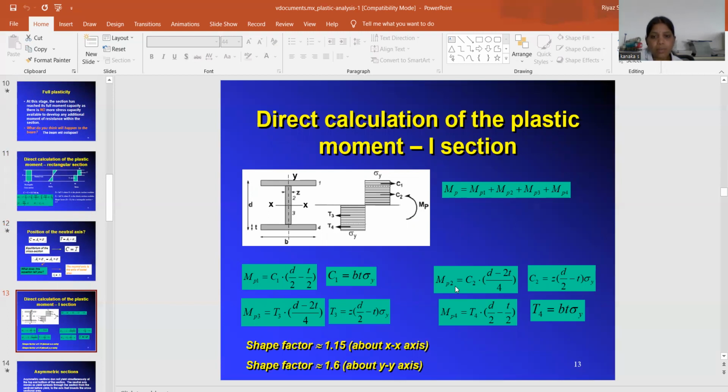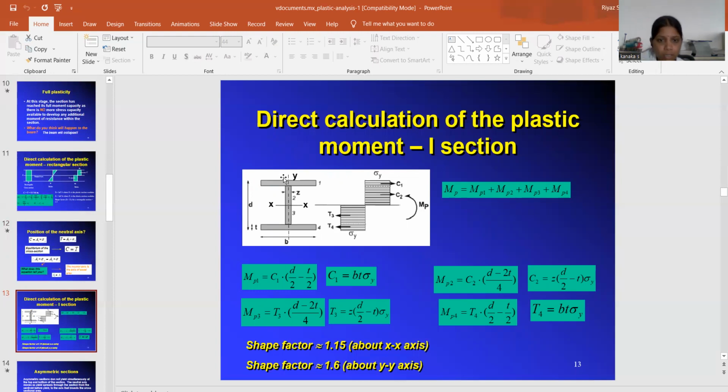Direct calculation of the plastic moment of the I section. So this is the I section and the shape factor. What is meant by shape factor? Shape factor means plastic section modulus divided by elastic section modulus. So that is the shape factor. Direct calculation of the plastic moment of the I section.